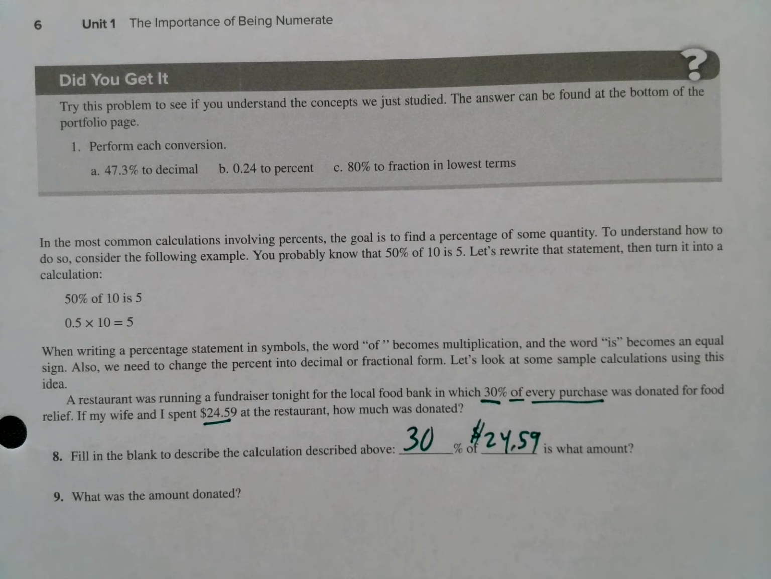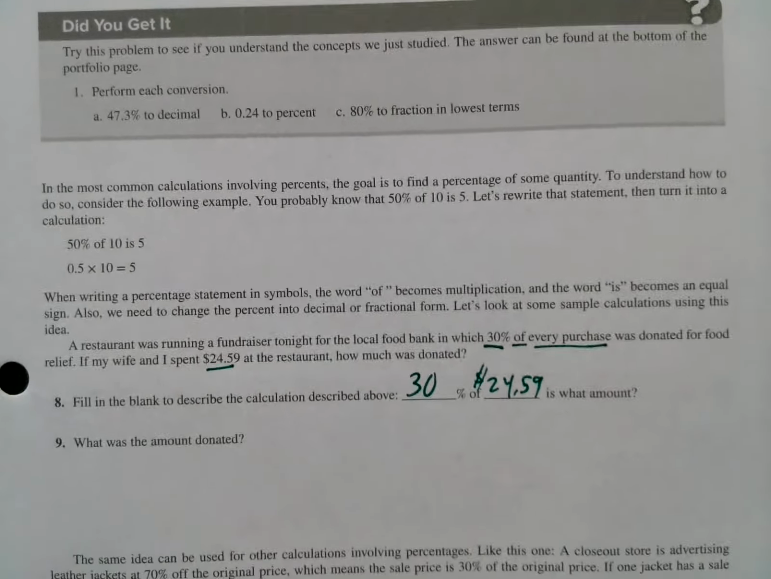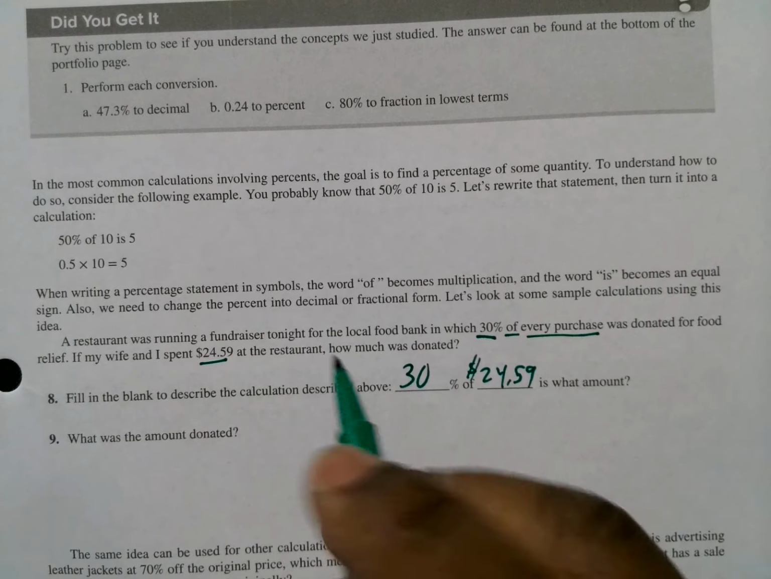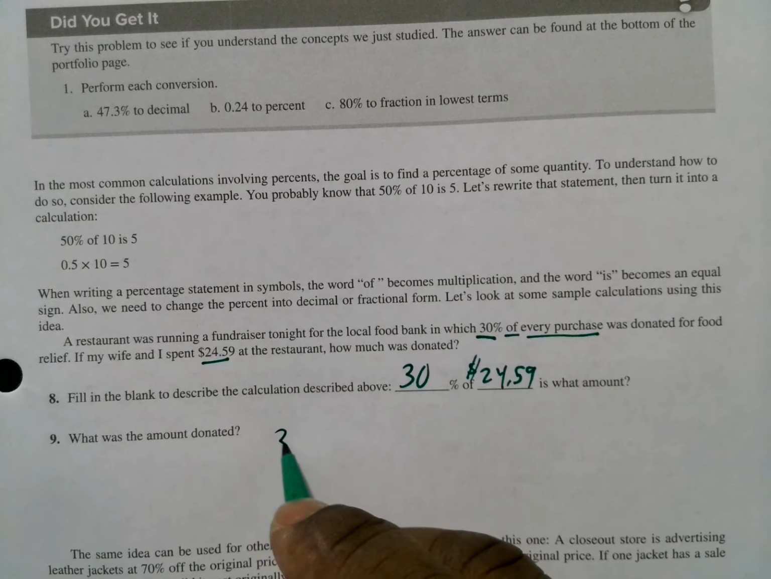Is what amount? Now, the what amount, actually, it did not tell us the what amount, so we have to figure the what amount ourselves. So it asks us in number 9, what was the amount donated? So basically, we'll write this as an equation.